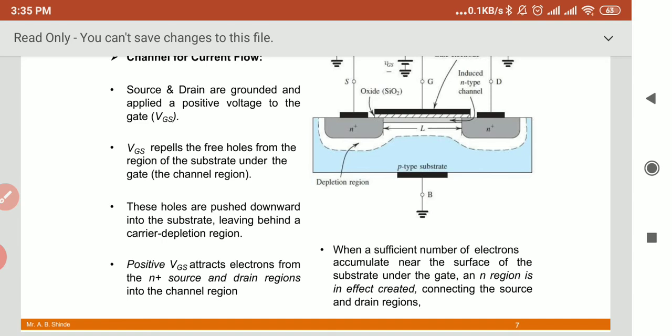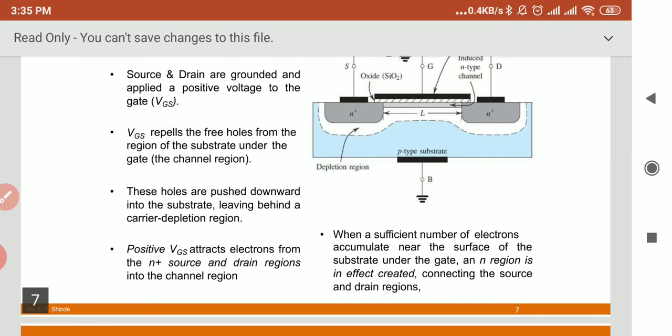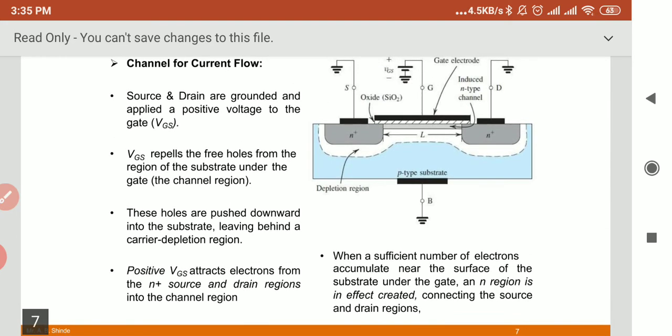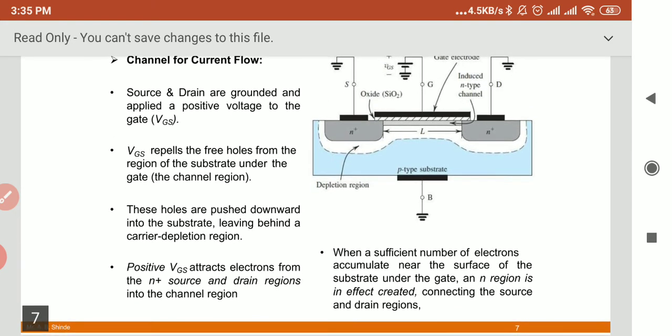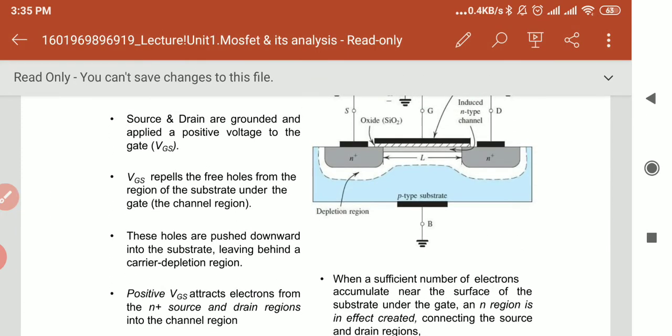Positive VGS will attract electrons from the N type source and drain regions into the channel. And when a sufficient number of electrons accumulate near the surface of the substrate under the gate, an N region is effectively created, connecting the source and drain. It means the channel will be created.